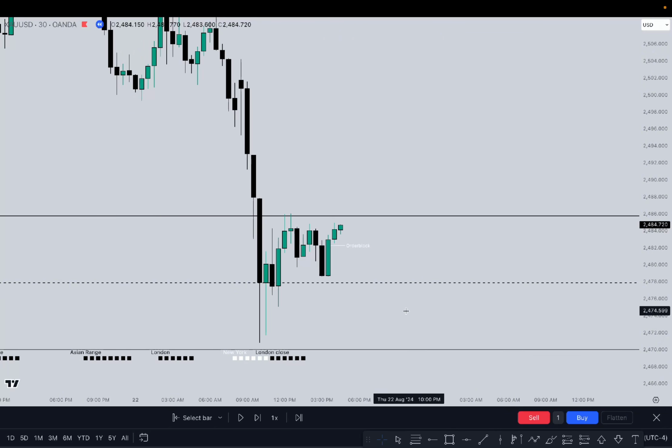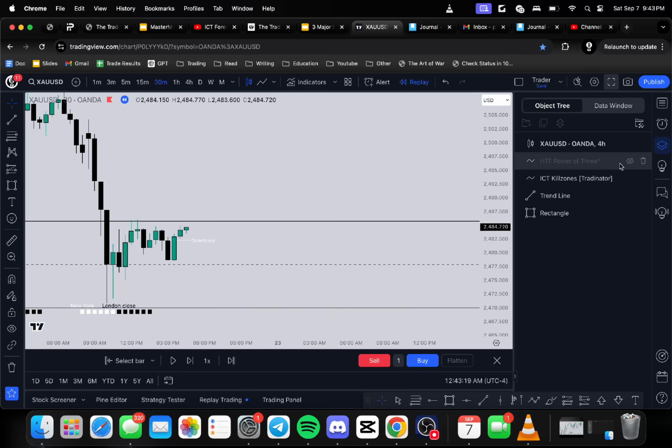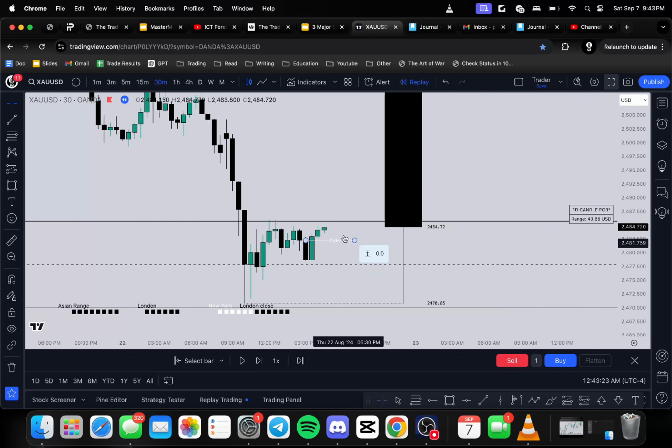Now we're simply going to wait for the next session. The next session should be Asia session, which happens after the New York session, when the daily candle closes. And something that I really like to use inside of Asia session is this higher time frame power of 3. This basically shows you the daily candle.